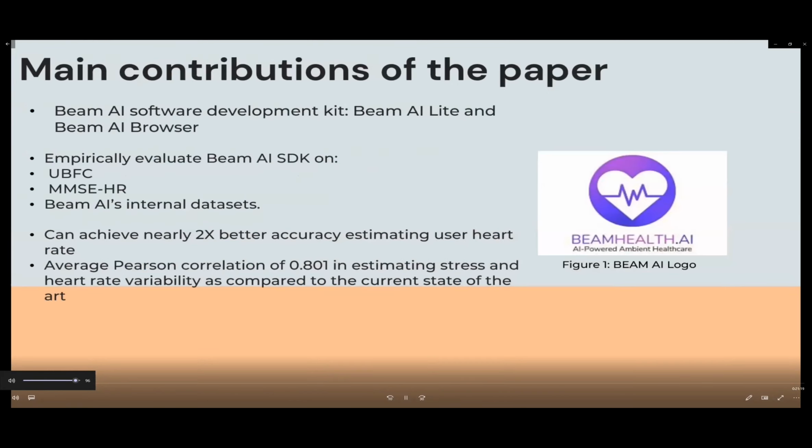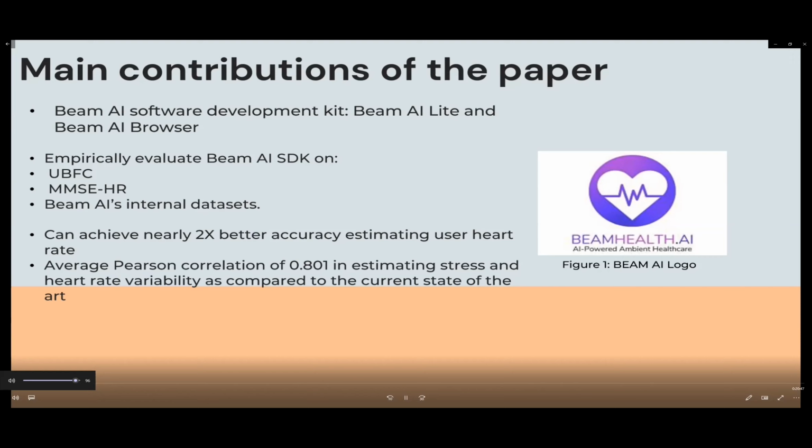The main contributions this paper brings are two things. Firstly, they've developed the Beam AI software development kit, and this is split up into two subcategories, the Beam AI Lite and the Beam AI browser. I'll be going into more detailed discussion on these later. All that is essential to know now is that these two demos of the Beam AI software development kit have the goal to monitor and track in real time a user's stress, and to monitor over a long period of time as well as track it in the moment.